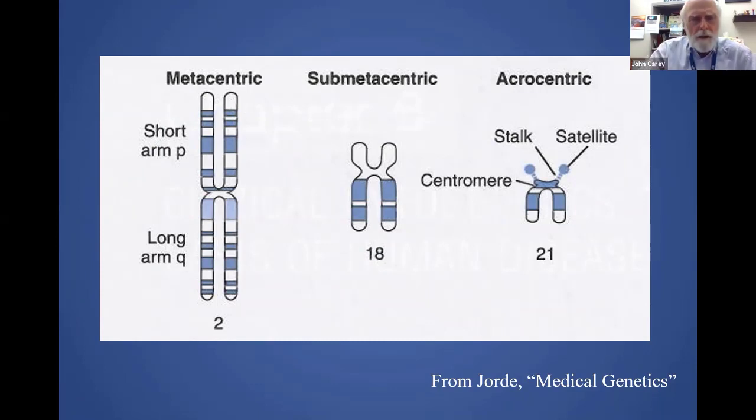So notice that some of them, like 1, 2, and 3, have their centromere in the middle, so the short arm and the long arm are pretty similar in size. While 18, the chromosome we want to know something about, has the centromere placed upward, near what they designate as the top part. And then here in the 21, these short arms don't actually have any active genes on them. They're called satellites, and this is called an acrocentric chromosome. 13 is an acrocentric chromosome, and we'll talk more about that in a moment.